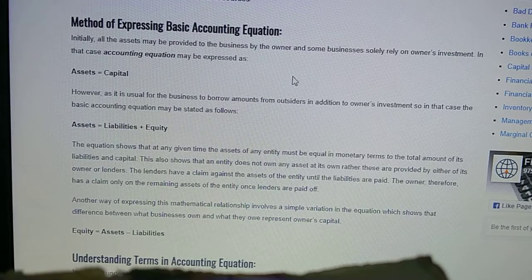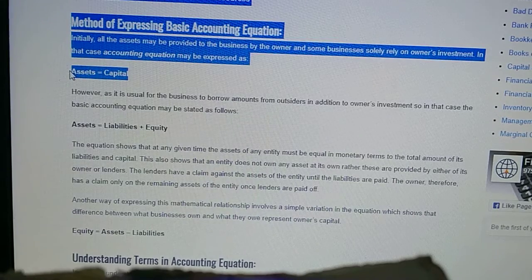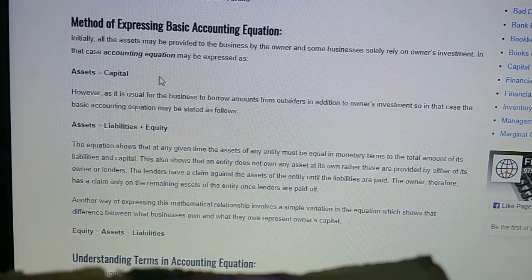So if I talk about whatever we have when we start a business, the things which we have, this is known as our assets, or equally which is known as capital. Okay, so we can see here assets is equal to capital.